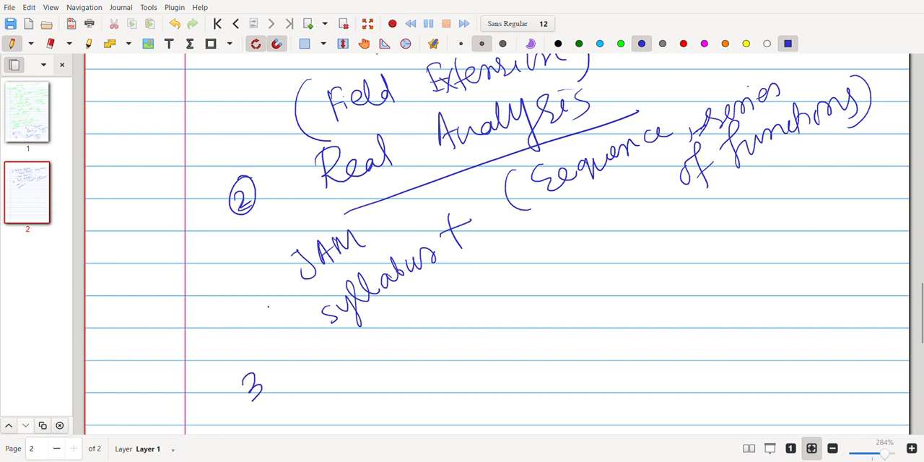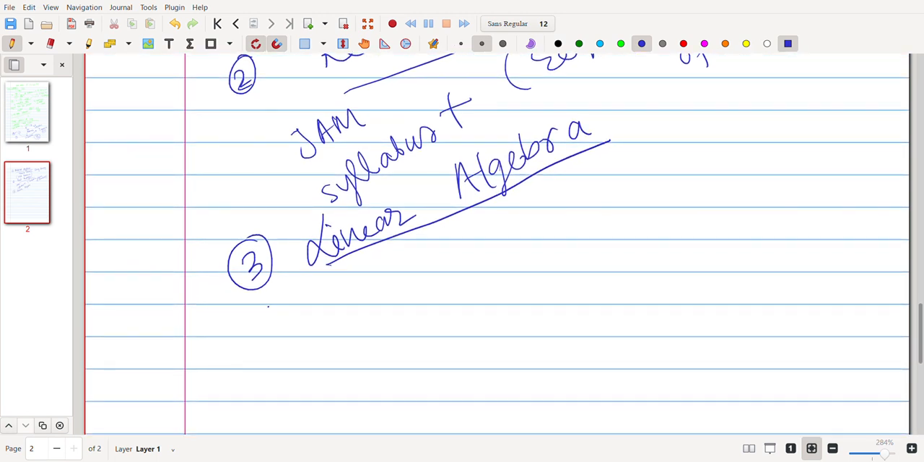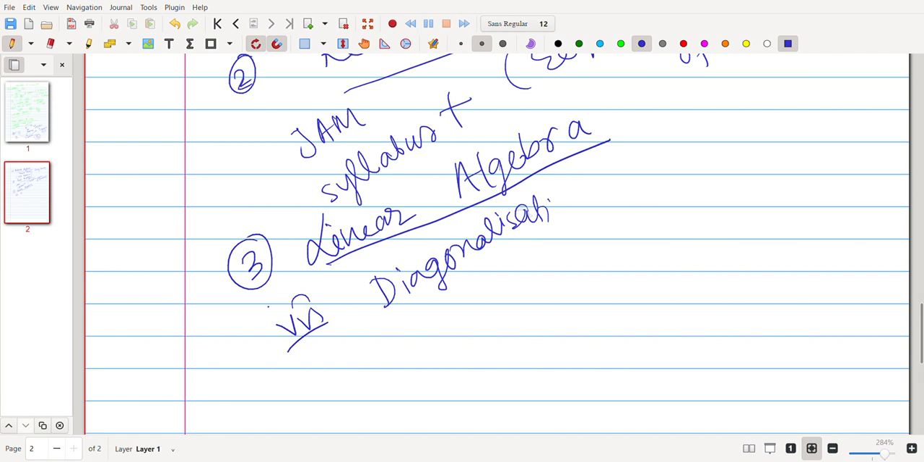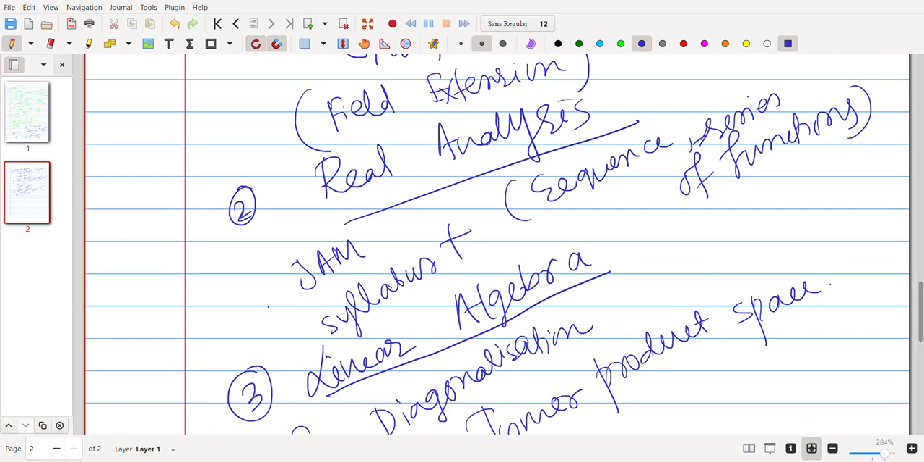Third thing, linear algebra. The basic vector space and linear transformation are all in the JAM syllabus. Diagonalization is a very important topic. Plus inner product space, which you have to read; it is a very important topic. Again, if you don't have time, you can skip some things, but try to read as much as you can. It is not important to read all sorts of things, but whatever you have covered, try to read it properly.